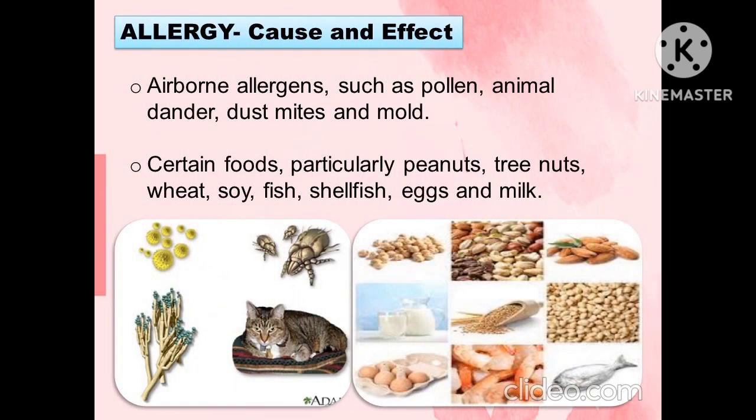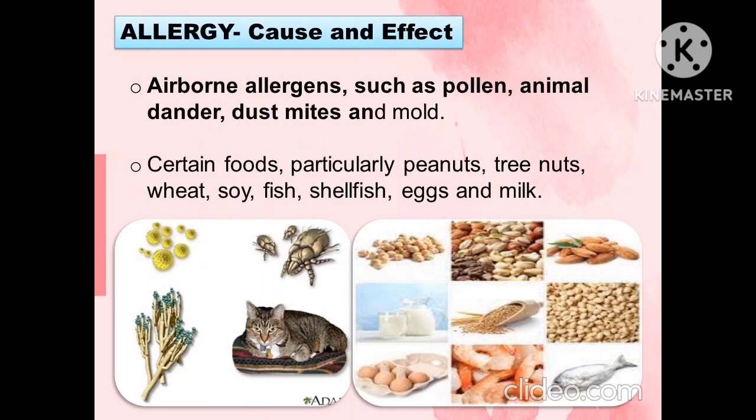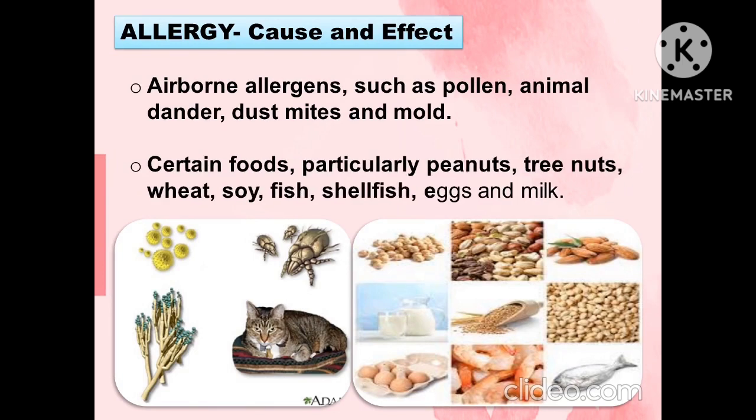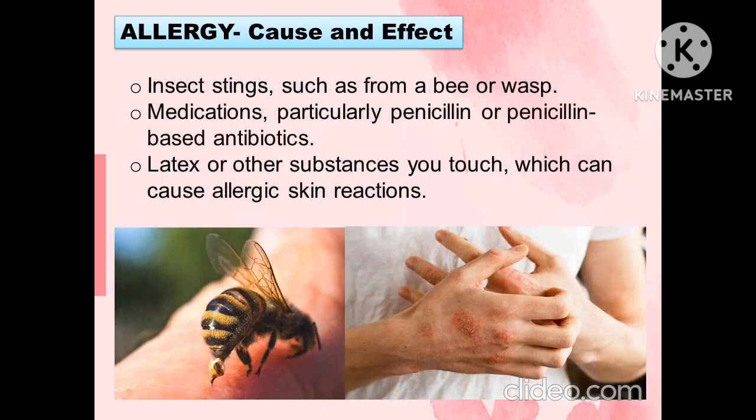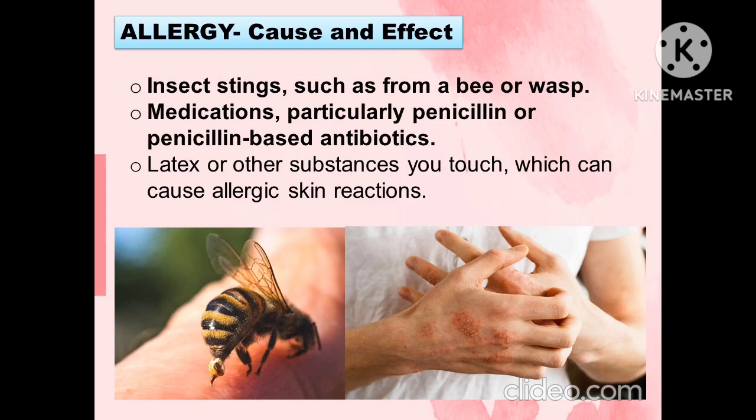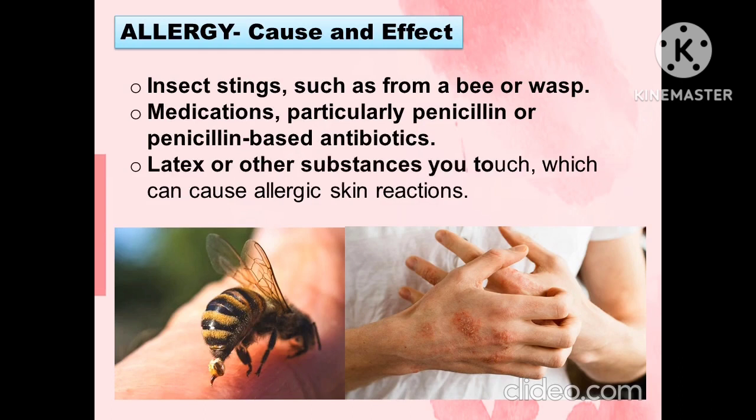Now let's talk about the cause and effect of allergy. Airborne allergens such as pollen, animal dander, dust mites, and mold can cause allergy. Certain foods, particularly peanuts, tree nuts, wheat, soy, fish, shellfish, eggs, and milk can also cause allergy. Other causes are insect stings, such as from a bee or wasp, medications, particularly penicillin or penicillin-based antibiotics, latex, or other substances you touch, which can cause allergic skin reactions.